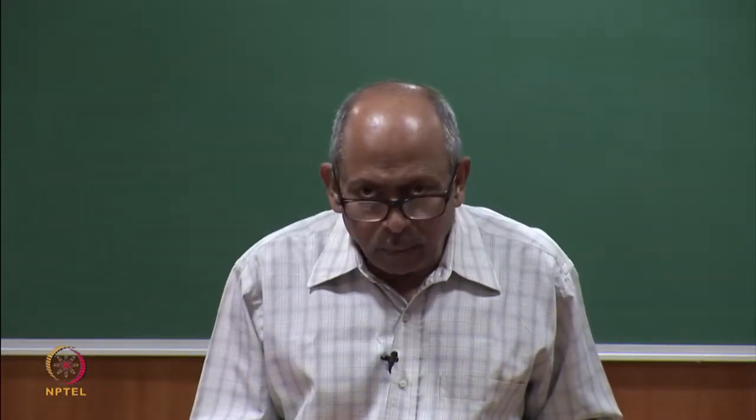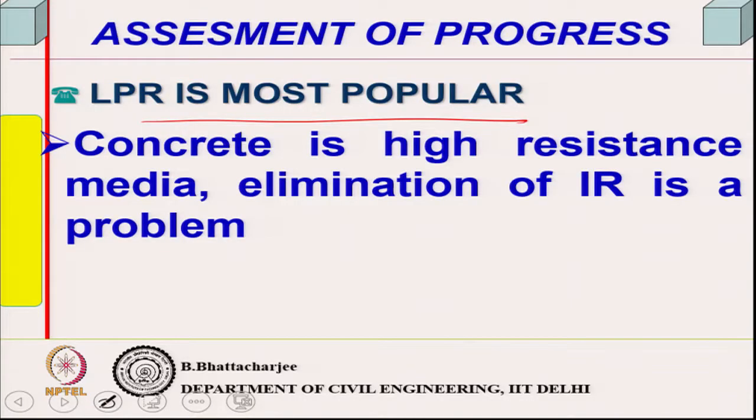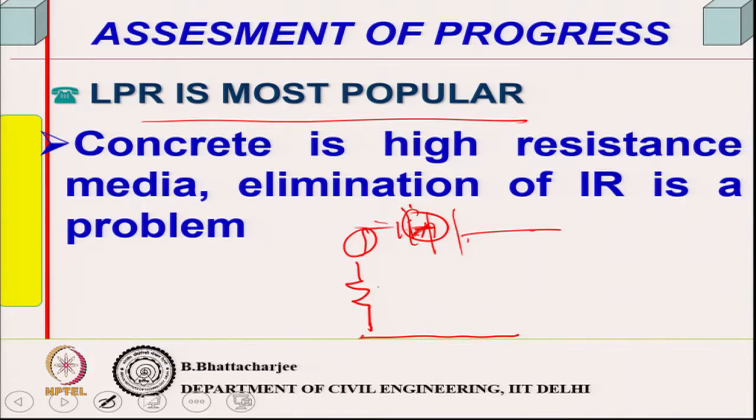Concrete also is of high resistance. So, if you look at the equivalent circuit, you will have the concrete resistance, then the reinforcement bar whose resistance is generally neglected because it is conducting compared to concrete, and then you have applied some current through some DC source. There is a current passing through this concrete resistance, and this is connected here.